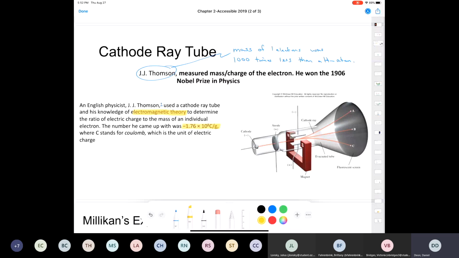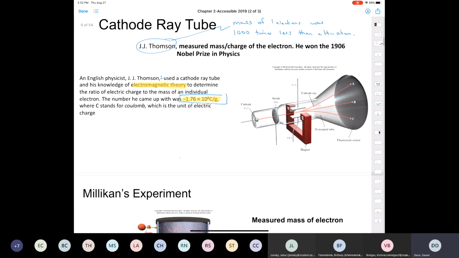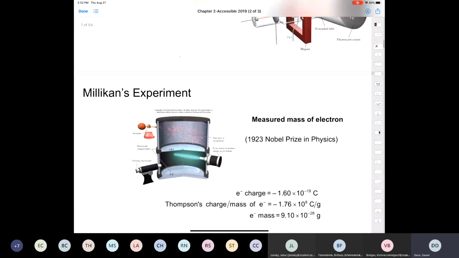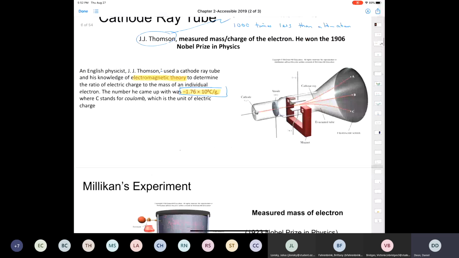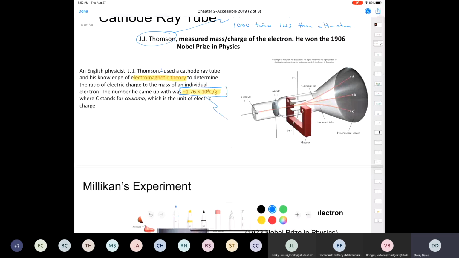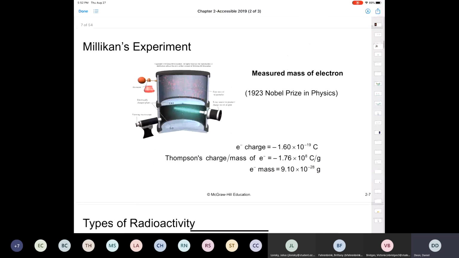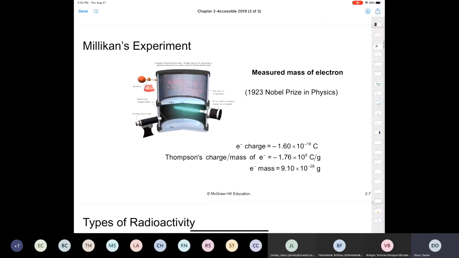Again, you don't have to memorize that number. It's just a good idea to know that J.J. Thomson discovered the electron using a cathode ray tube. But I want you to keep this number in your back pocket right now, because we're going to move on and talk about the charge of an actual electron, because this is the charge for a gram of electrons. Now, what about the charge of an actual electron? That was determined by Millikan, and Robert Millikan did a really interesting experiment.